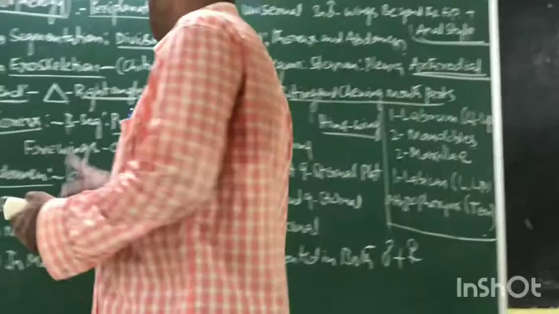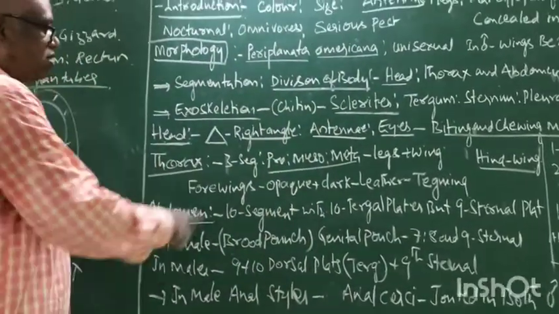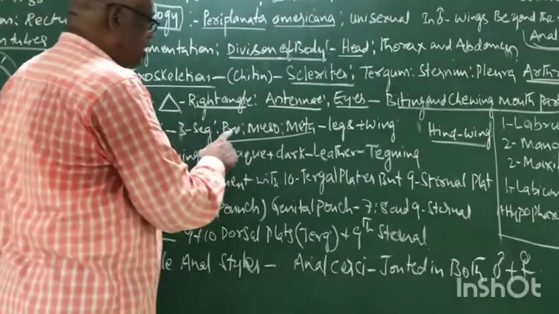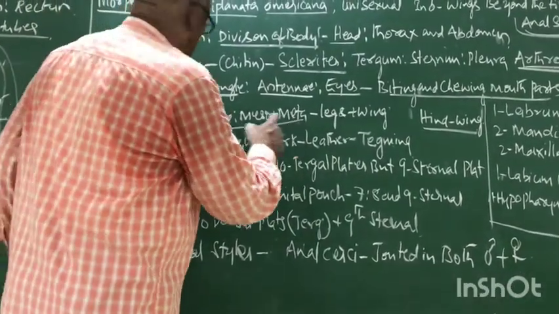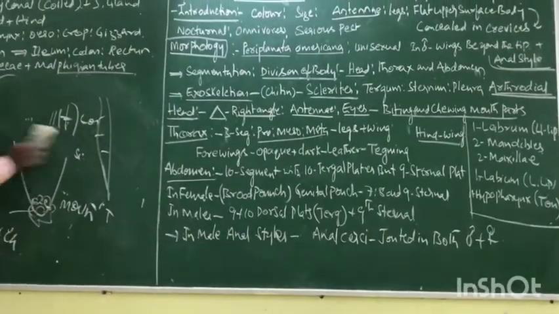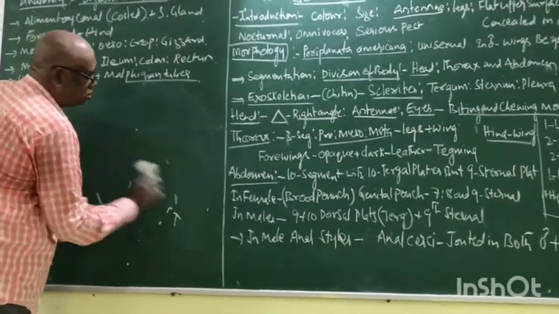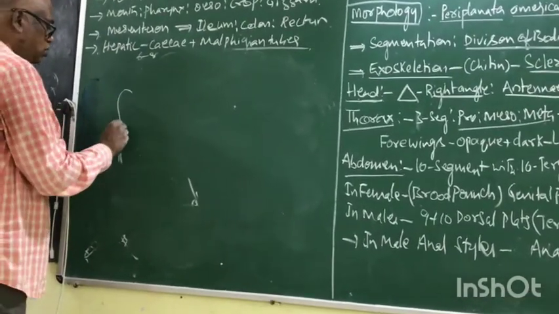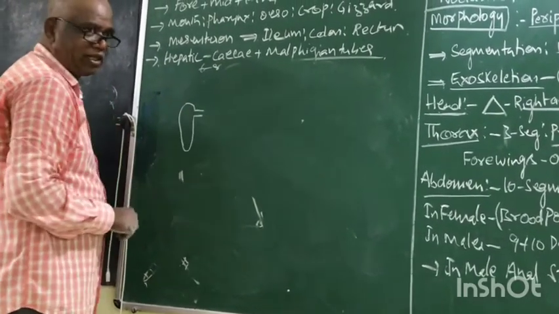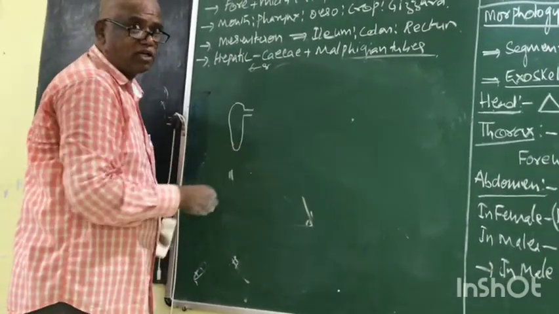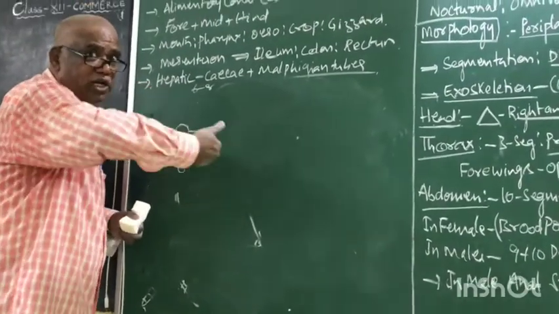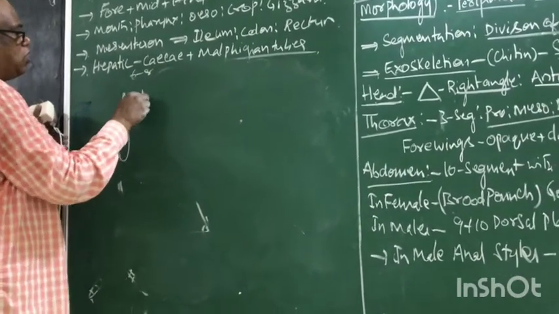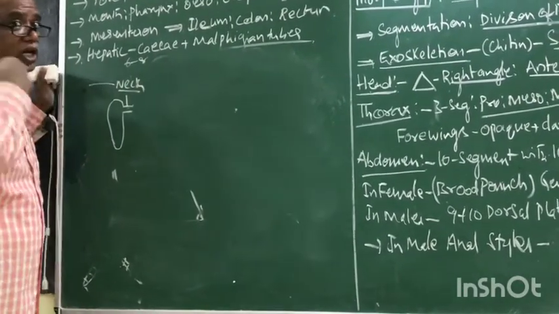Now come to the thorax. Three segments, you know: prothoracic, mesothoracic, metathoracic. First segment prothoracic, then mesothoracic, metathoracic. Now see, this is the head. Now you know the neck. Due to the presence of the neck, cervical, the head can rotate in all directions. Now what is this? Neck, which is also called cervical region.